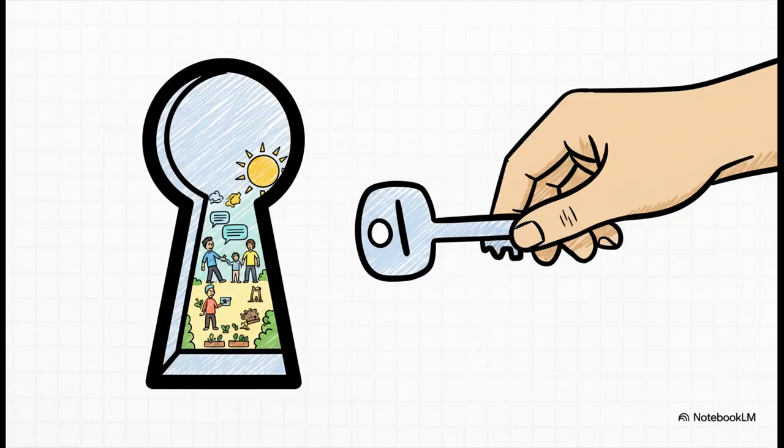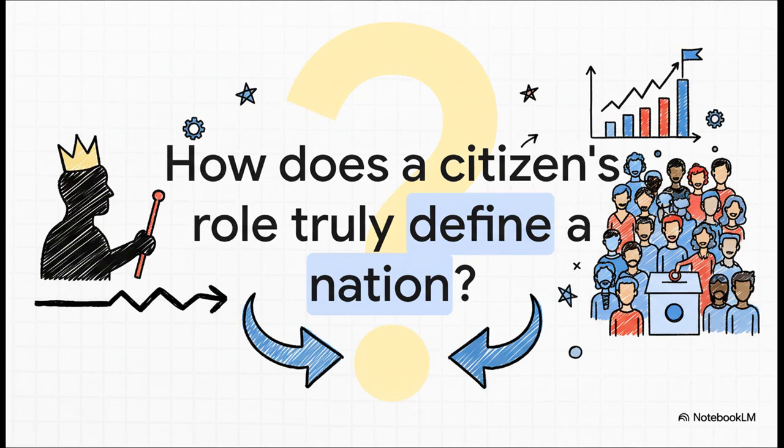So, as we've seen, governments can have different structures, leaders can have different titles, but the real measure of any system isn't just what's written down on paper, it's about the actual power a citizen has to participate and make a choice that truly matters. In the end, how power is shared, whether it's held by one person or by millions, that's what shapes a nation's destiny. So I'll leave you with this to think about. How does the role we, as citizens, are allowed to play ultimately define the country we call home?